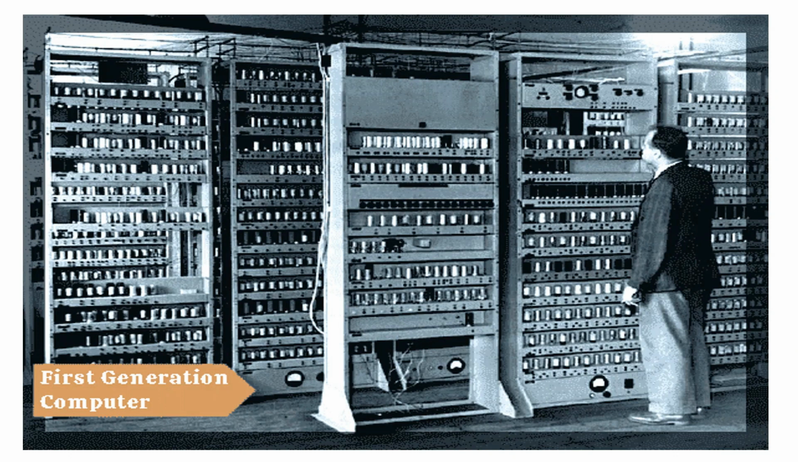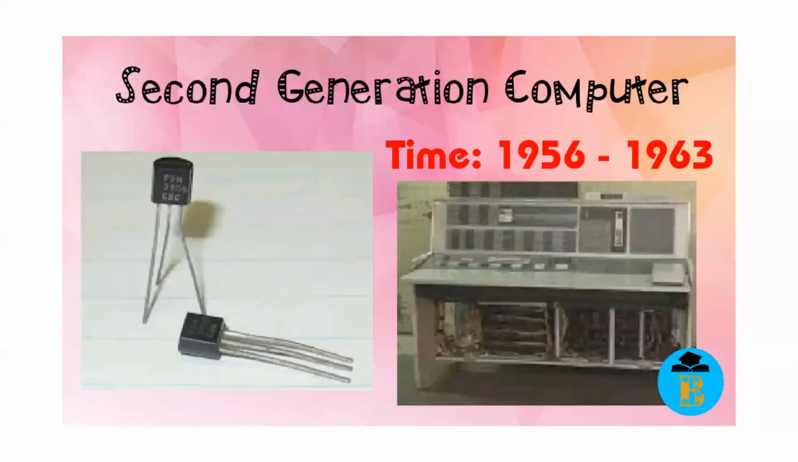ENIAC was almost three times the size of a room, and it had vacuum tubes, and you can easily see in the picture that one man was doing the work of this one, and there were many people involved in the first generation of computers. They were also noisy and used to create a lot of pollution. Next, children, came the second generation of computers.